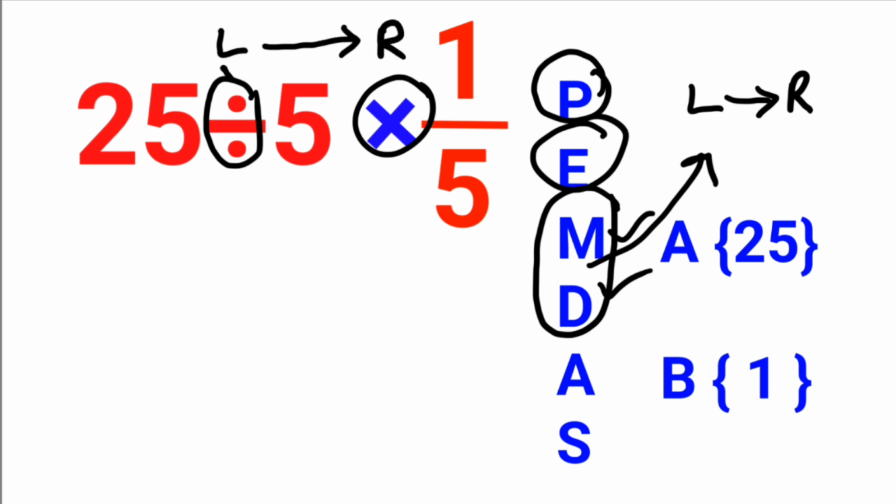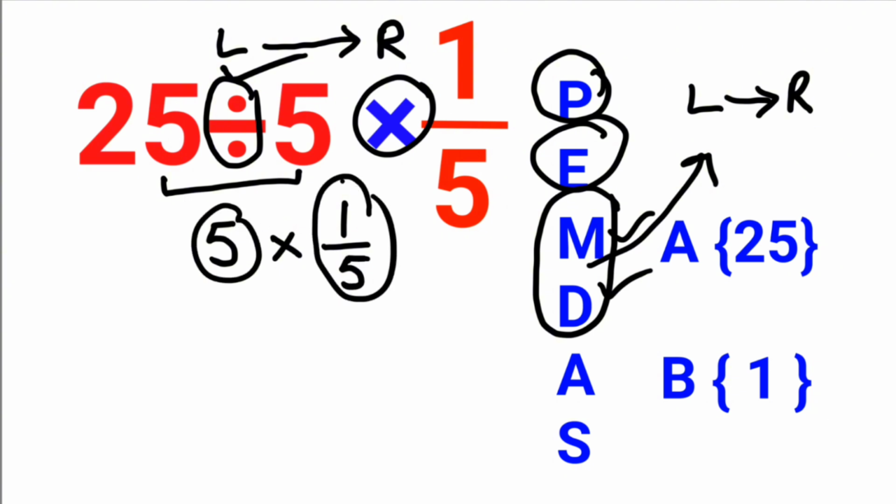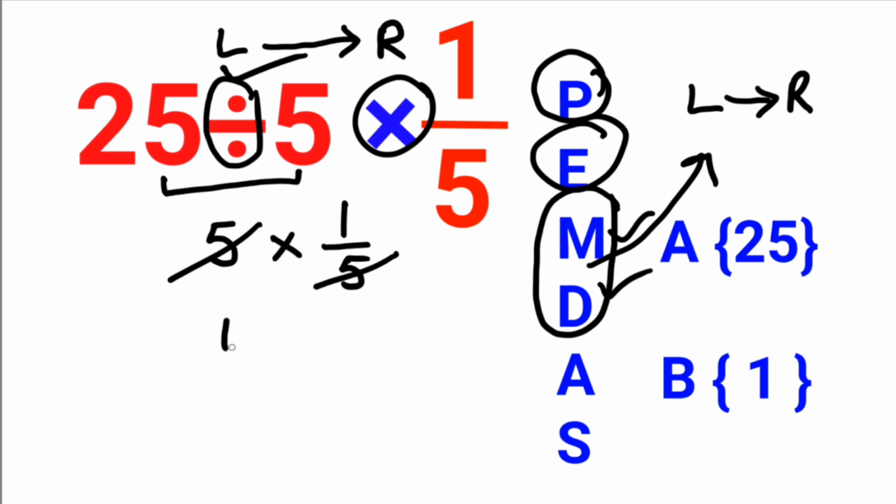So first of all, we have to handle this division. So 25 divided by 5 will be solved first, and we will get 5. 5's 1 over 5. Okay, now 5 and 1 over 5 are reciprocal to each other. They are multiplicative inverse, so they are canceled. And we will get 1 times 1, which will be equal to 1. And 1 will be our answer.